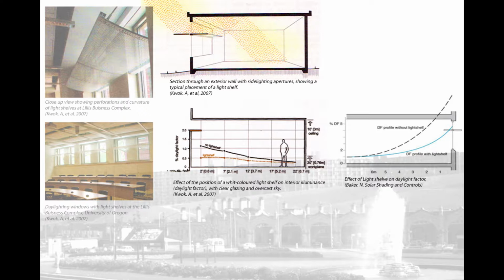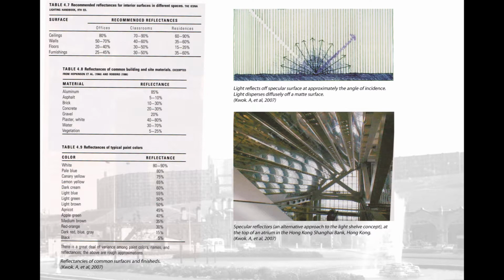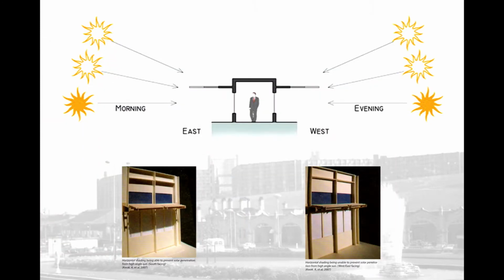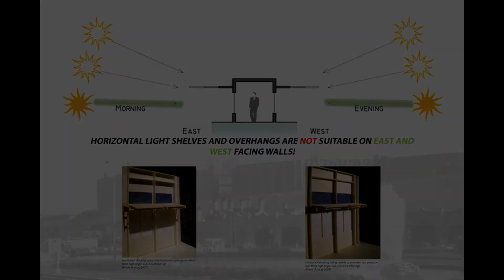It is preferable to install light shelves on high ceilings with high openings so that they won't obstruct views out. For both interior and exterior units, it is best to have a surface with high reflectance to reflect as much solar radiation and daylight as possible. Darker colors or surfaces may reduce reflection by about 10%. For the same reason as horizontal overhangs, they are not suitable for east and west facades due to the low-angle sun.